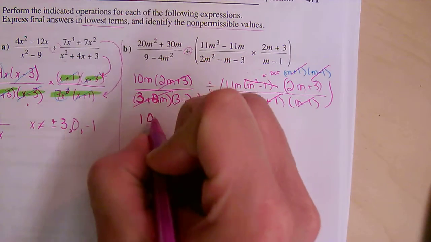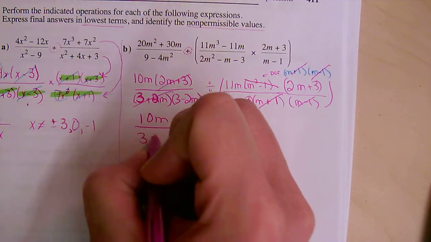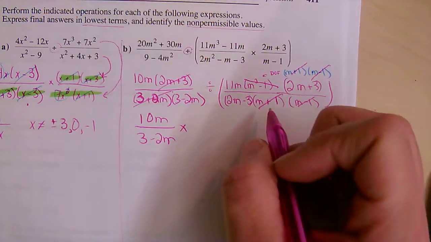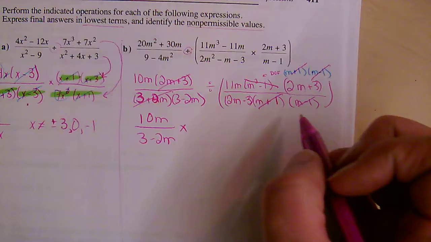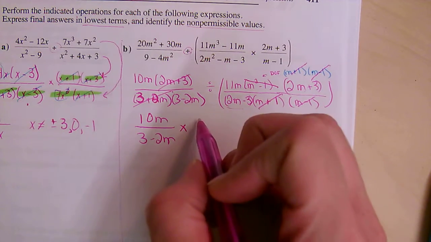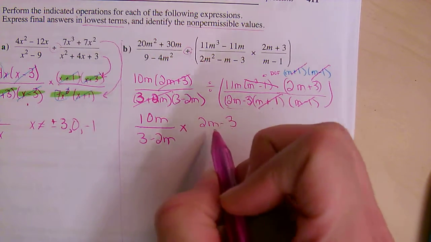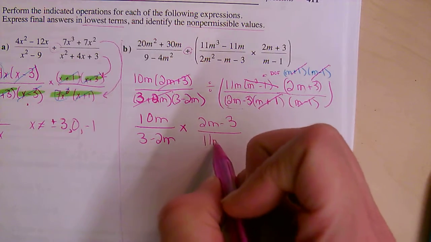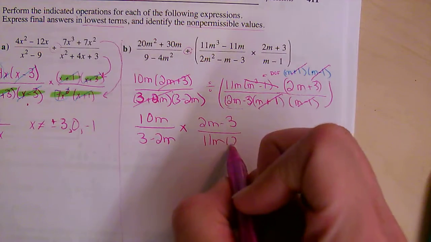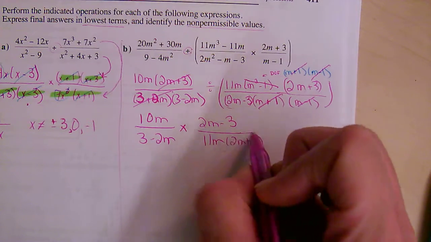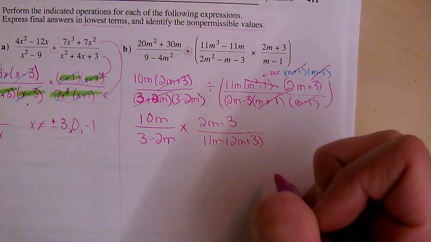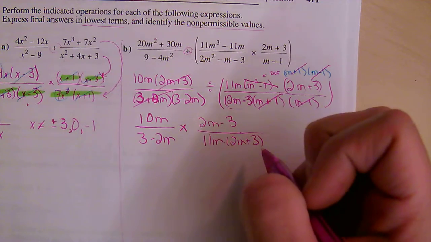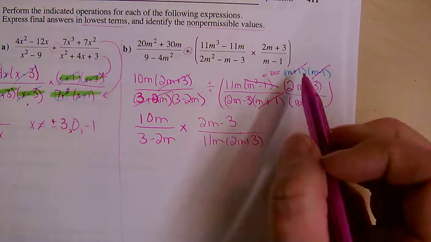Okay, so let's simplify this bad boy down. Now when I divide by a fraction, I multiply by its reciprocal. So this 2m minus 3 is now going to be up top, and this 11m and 2m plus 3 is going to be in the bottom. Oh, excuse me. So let's see, is there anything else?